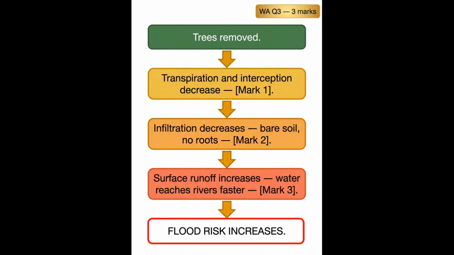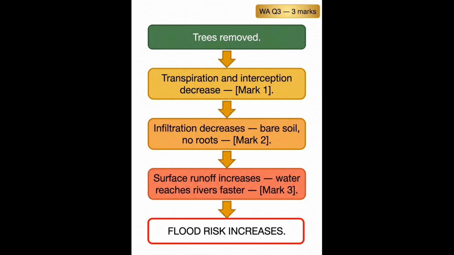Step 2, without tree roots and leaf litter, the soil is no longer channeled and protected. Rain hits bare soil hard and directly. The infiltration rate decreases, less water soaks in. Step 3, with less infiltration, more water has nowhere to go except across the surface. Surface runoff increases dramatically. That water reaches rivers much faster than before. Rivers rise more quickly, and flood risk increases downstream. 3 steps, 3 marks. Each step connects a cause to an effect.